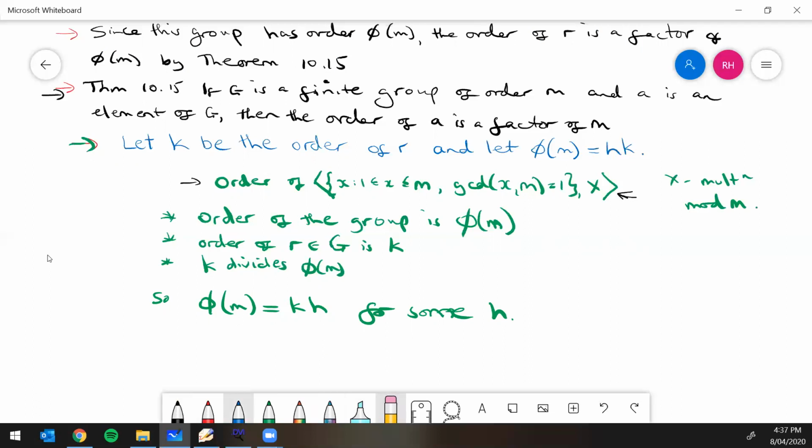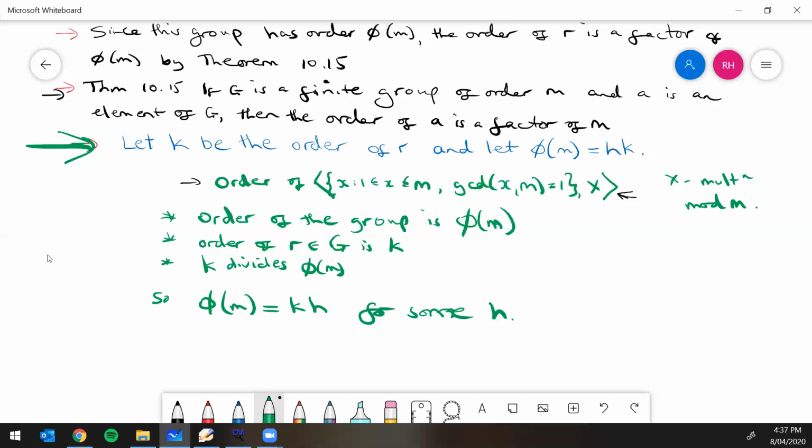So if we now cast our eyes back to the sentence here that we're trying to come to terms with up here, let K be the order of R and let phi M equal H times K. So he's sort of collapsing a few concepts into one thing. He's saying let K be the order of R, and since we know that K is a factor of phi of M, it follows that phi of M is equal to H times K. So that's that sentence there.